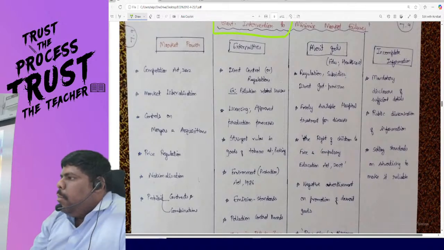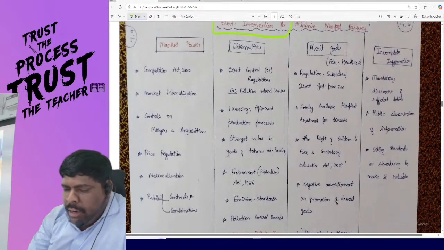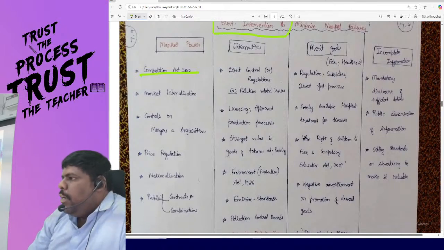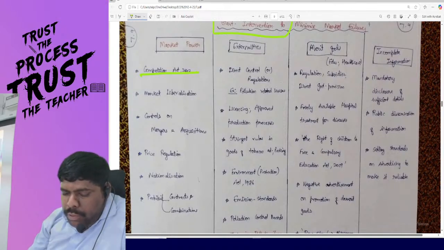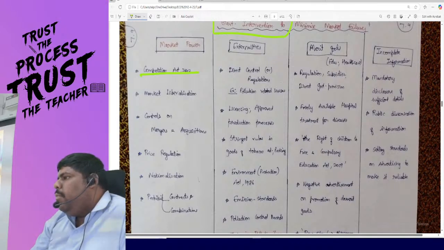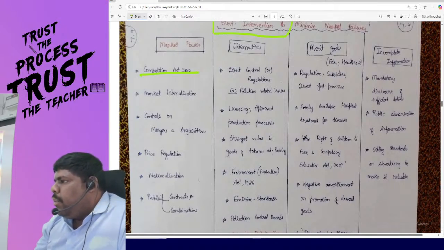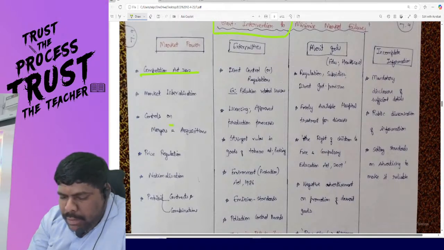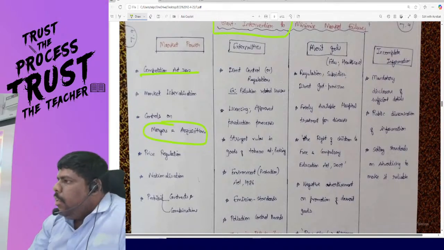Now listen, market power means one company has the upper hand. To avoid this, what will the government do? They will start with the Competition Act. They will try to impose more taxes. If one company is performing very well and not giving proper information, they will ask for a merger. This happens in many developed countries.